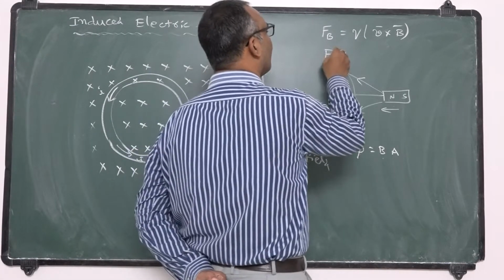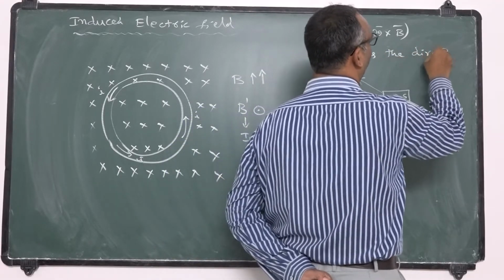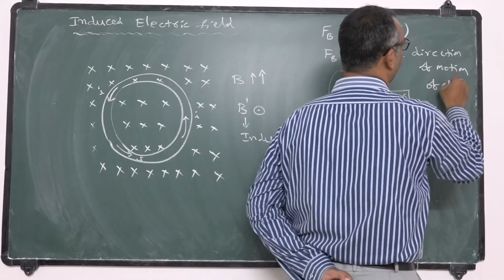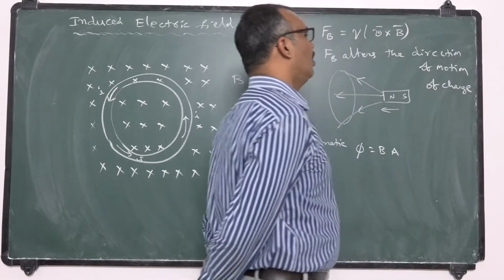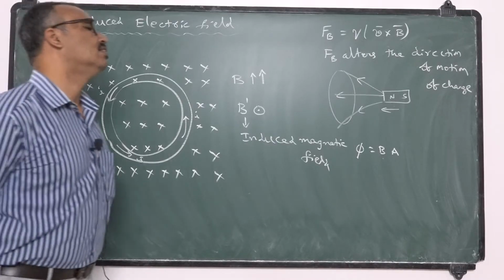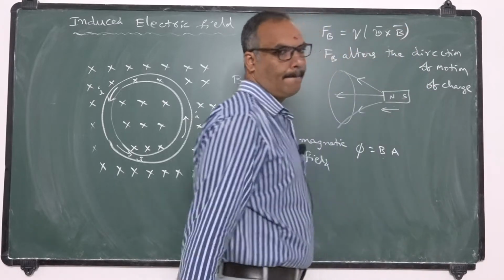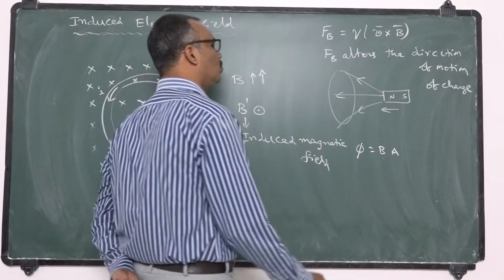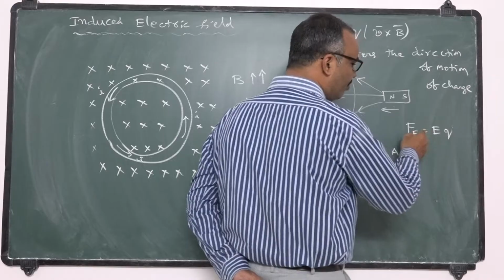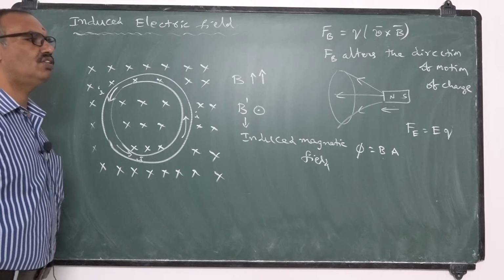FB alters the direction of motion of the charge, since it is in a direction perpendicular to the direction of V bar and B bar. Whereas the force due to the electric field, FE, is given by EQ. This force will make the charge move.